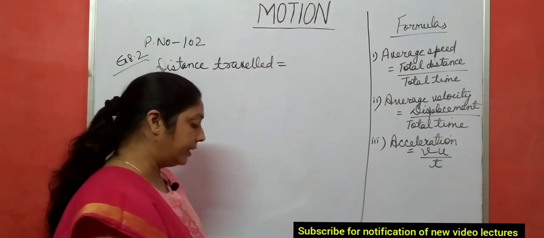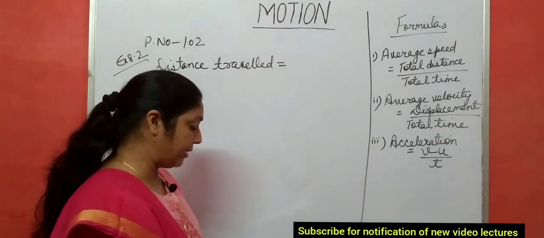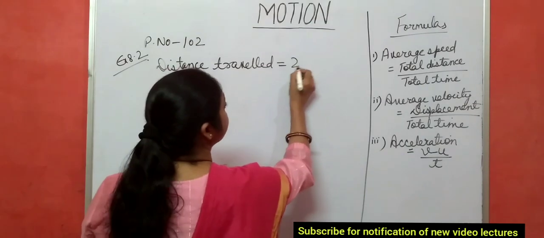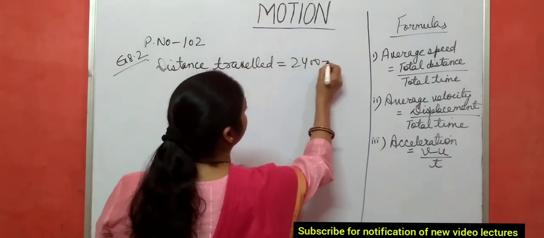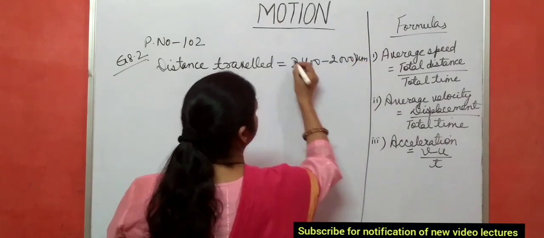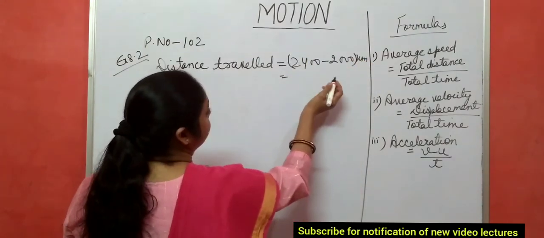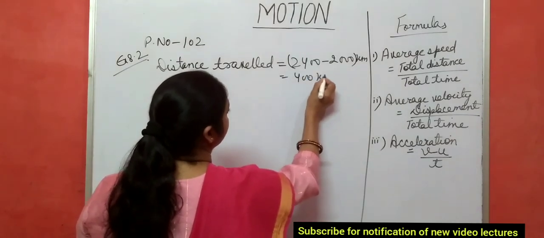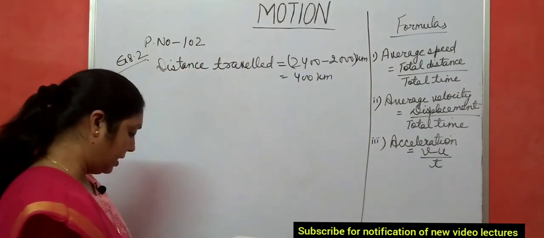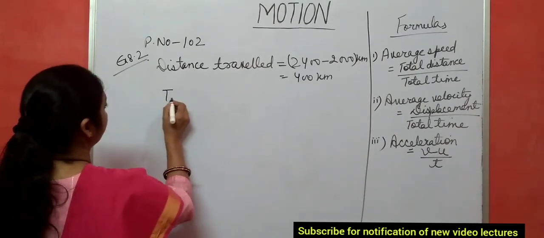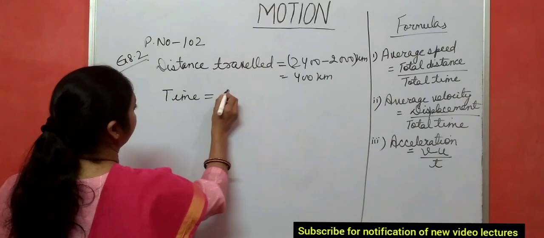Initial reading is 2000 kilometer and final reading is 2400 kilometer. It means total distance traveled is 2400 minus 2000 kilometer. When you take the difference of these two, you get 400 kilometer, right? After this, in how much time? Total time is given, 8 hours.